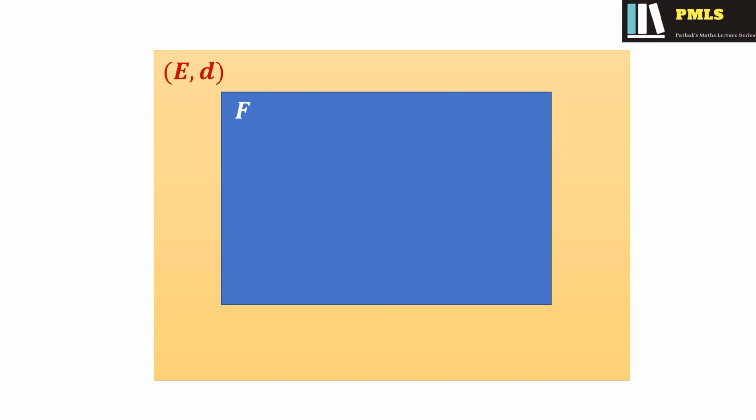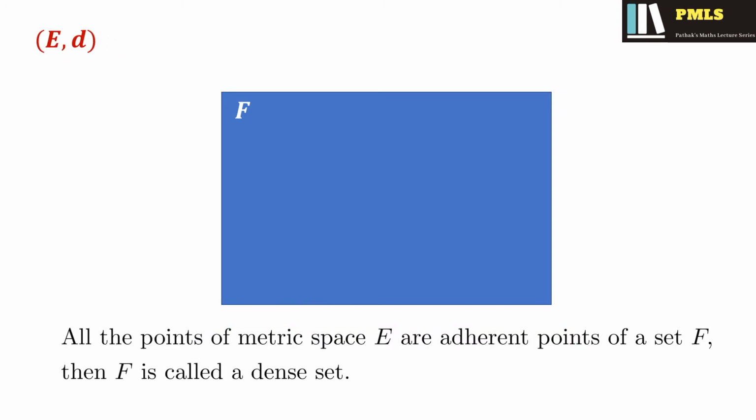Let us suppose that F is a set in a metric space E. Let us imagine a situation when E shrinks completely to F, meaning thereby that all the points of E are adherent points of F. In such a situation, F is called dense in E, or we say that F is a dense subset of E. Clearly, in this situation, all the points of the full metric space E are either the interior points or the boundary points of F.